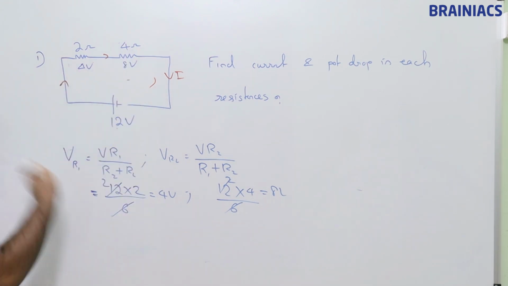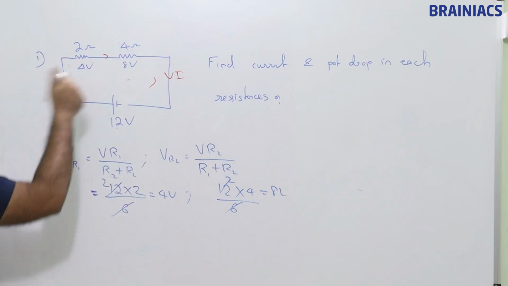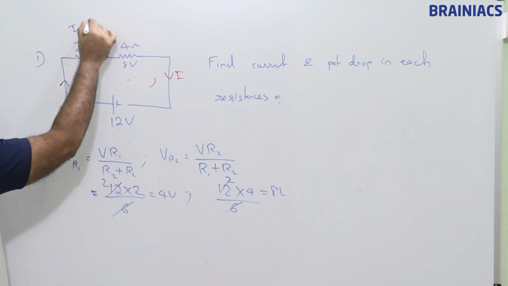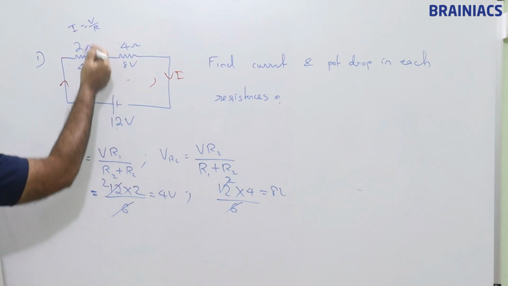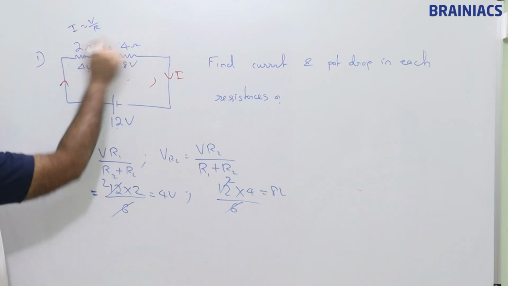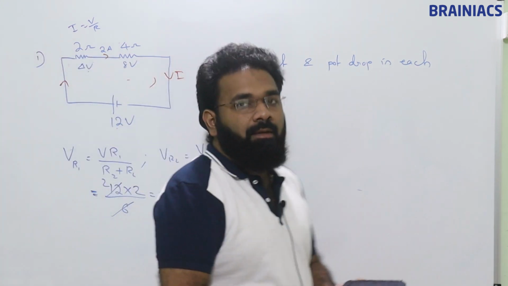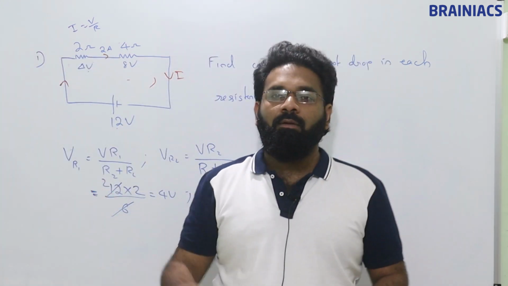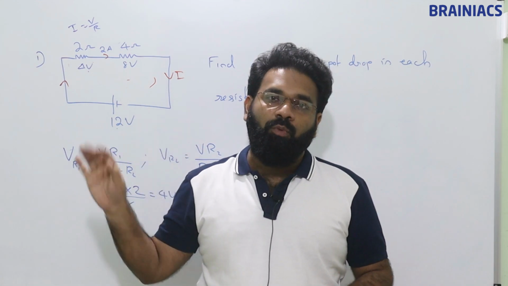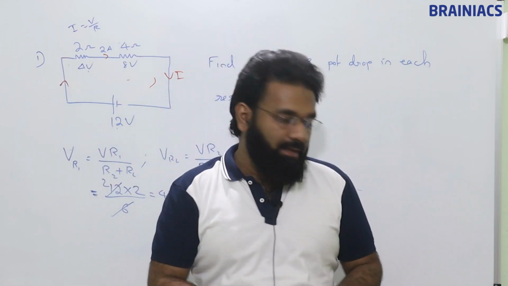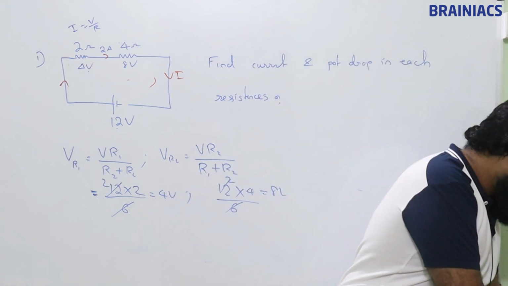How much is the current passing through this? I is equal to V by R. So 4 by 2 is 2 ampere. This 2 ampere will be going through all this. Need not find any other thing. This is the simplest, time saving method to do this problem. Instead of going through all the things, just apply the voltage division rule and get the answer as fast as possible.